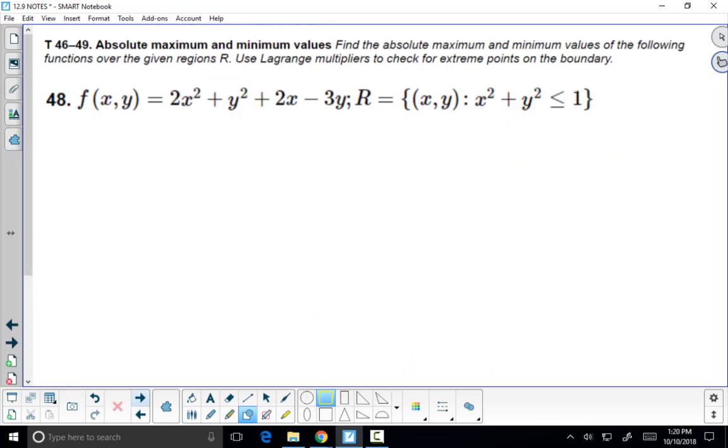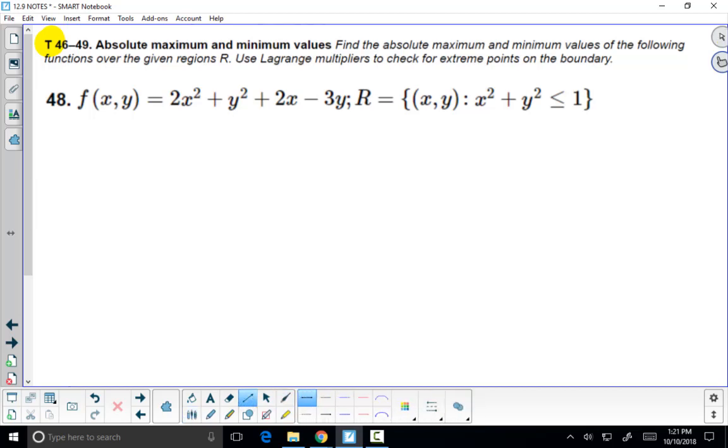Yes, for sure. All right, we've got one more question in 12.9, and then we can go and start doing more review. We have an absolute max-min problem. One thing I want to point out again, look for those T's. If there's a T up there, that means you're going to have to use technology at some point. So let's go ahead and go through this one.